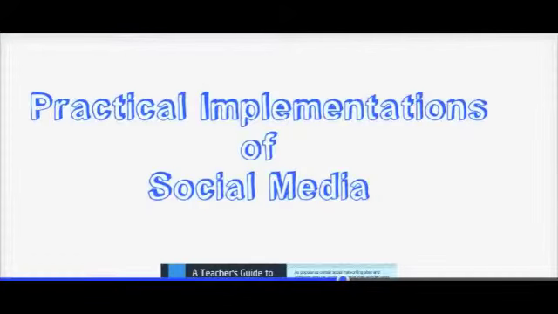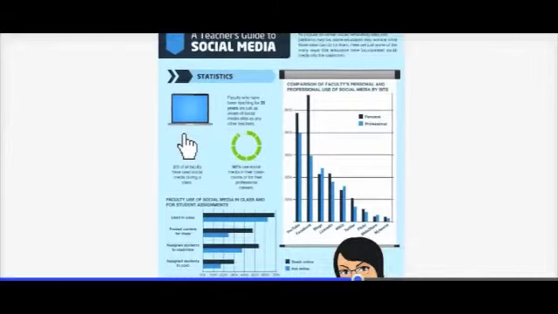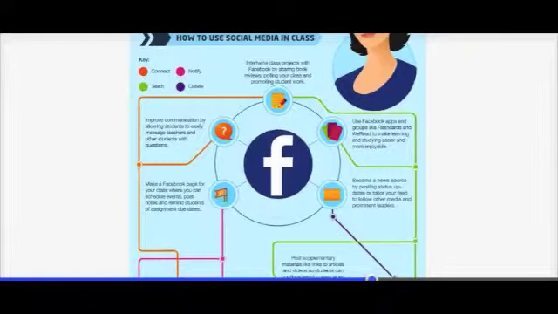Practical implementations of social media. This graphic provides some examples of how social media can be used in a classroom setting. Facebook, for instance, can be used to improve communications by allowing students to easily message teachers and other students with questions. It can also become a news source by posting statuses and updates to tailor your feed to follow other media and prominent tech leaders.